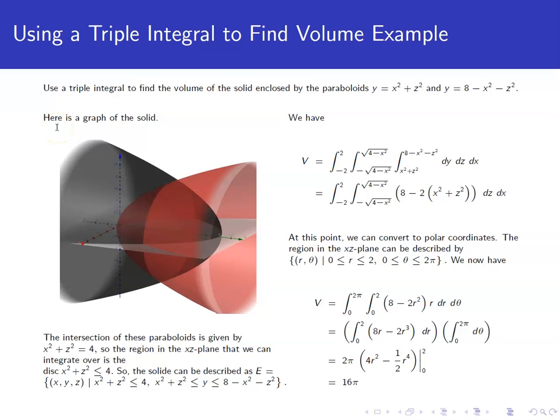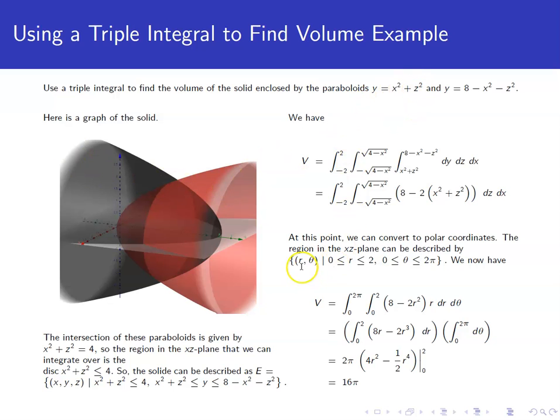In this video, we're going to use a triple integral to figure out the volume of a solid. So we want to find the volume of the solid enclosed by the paraboloids y equals x squared plus z squared and y equals 8 minus x squared minus z squared.